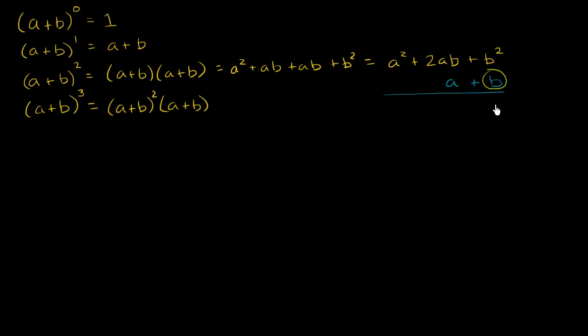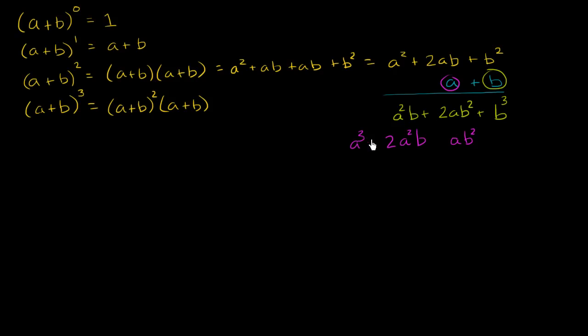b times b squared is b to the third power. b times 2ab is 2ab squared. And then b times a squared is ba squared, or a squared b. So all I did is I multiplied b times all of this stuff. Now let's multiply a times all this stuff. a times b squared is ab squared. a times 2ab is 2a squared b, and then a times a squared is a to the third power.